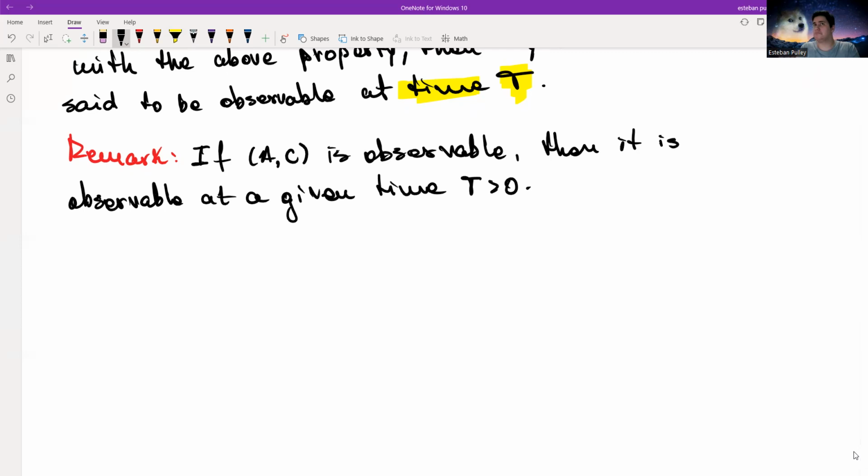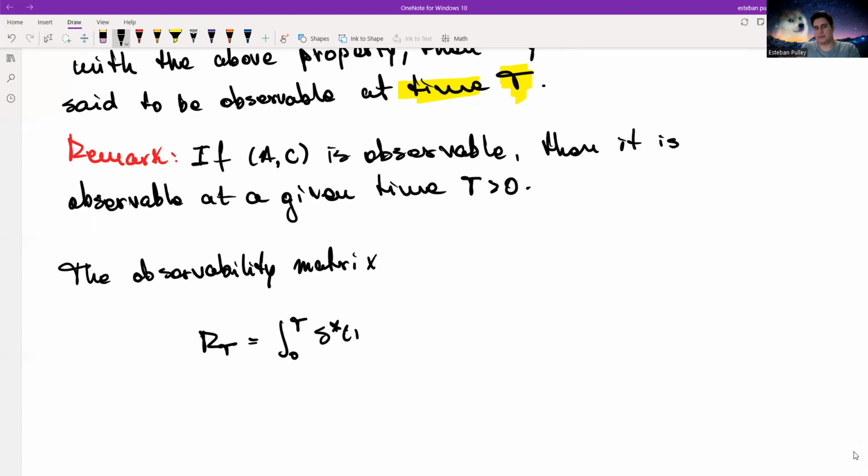Now, remember that when we were talking about controllability, we had the controllability matrix. When we talk about observability, we also have an observability matrix. So we introduce the observability matrix. And this matrix is the integral from 0 to T of e to the power of A transpose r, C transpose C, e to the power of Ar dr. Well, but this observability matrix has something interesting related to the controllability matrix.